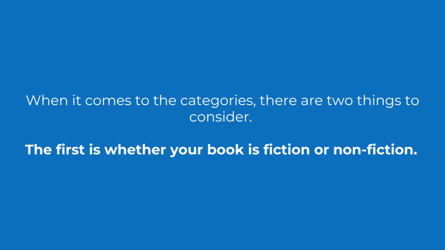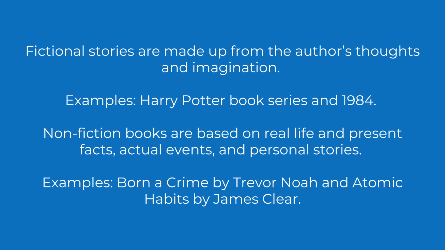When it comes to the categories, there are 2 things to consider. The first is whether your book is fiction or nonfiction. Fictional stories are made up from the author's thoughts and imagination, like the Harry Potter book series and 1984. Nonfiction books are based on real life and present facts, actual events, and personal stories, like Born a Crime by Trevor Noah and Atomic Habits by James Clear.